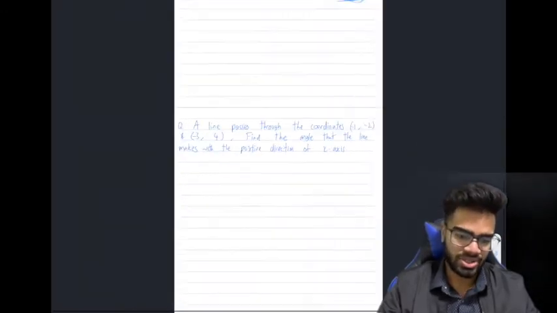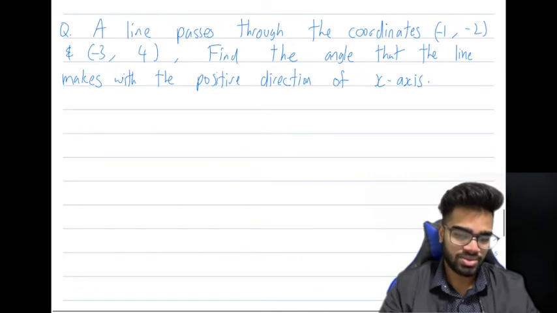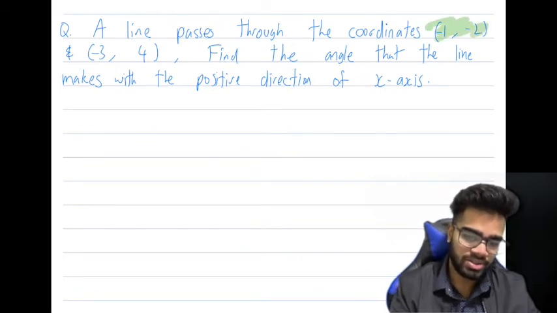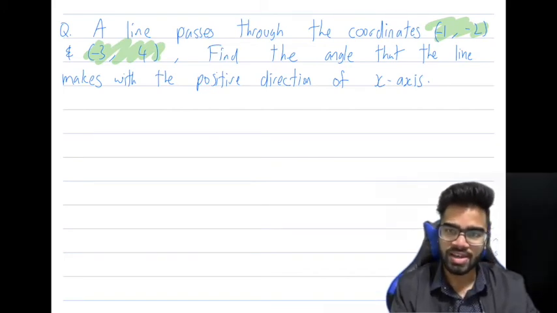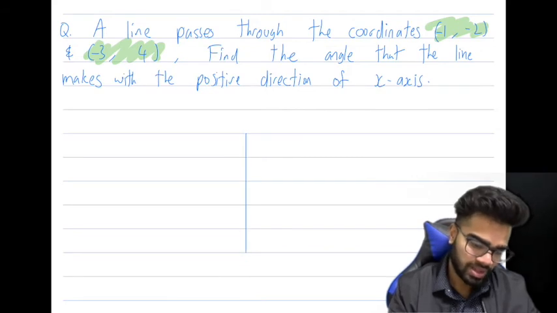All right, let's do a question now. A line passes through the coordinates negative 1 and 2, and negative 3 and 4. Find the angle that the line makes with the positive direction of the x-axis. So again, let's sketch out the coordinates.